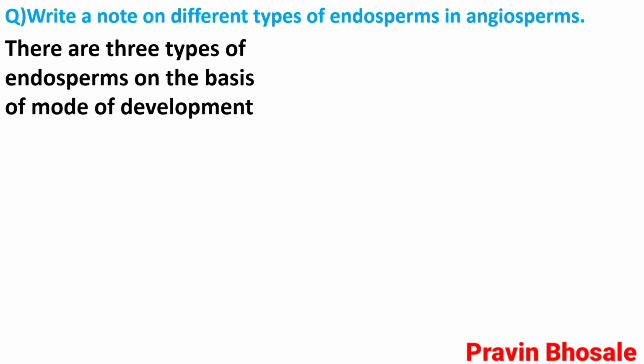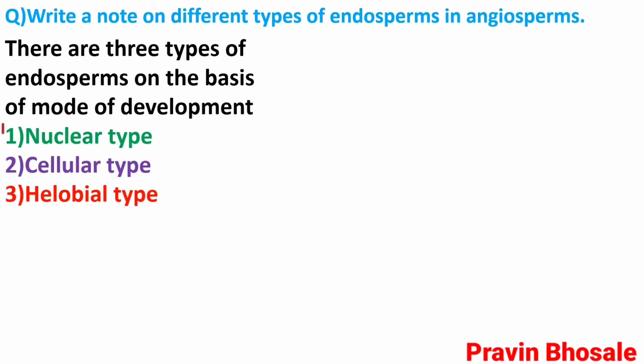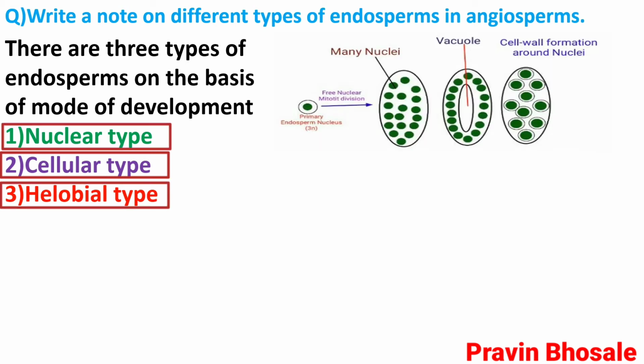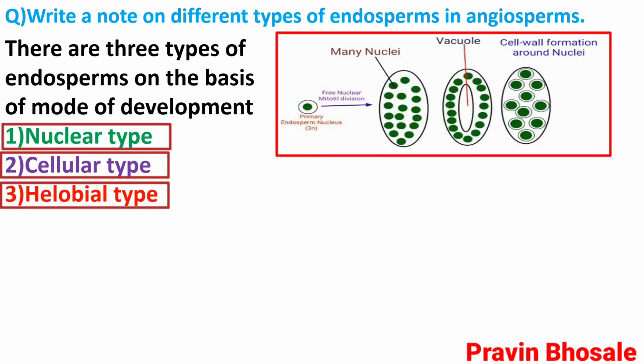There are three types of endosperm on the basis of mode of development: nuclear type, cellular type, and helobial type. This is nuclear type. The primary endosperm nucleus undergo free nuclear mitotic division, means cell wall formation does not take place. So there are many nuclei.